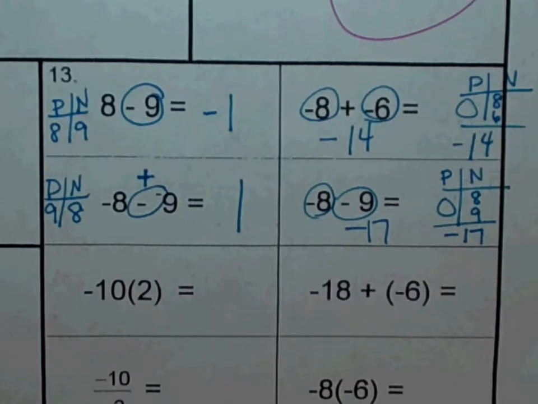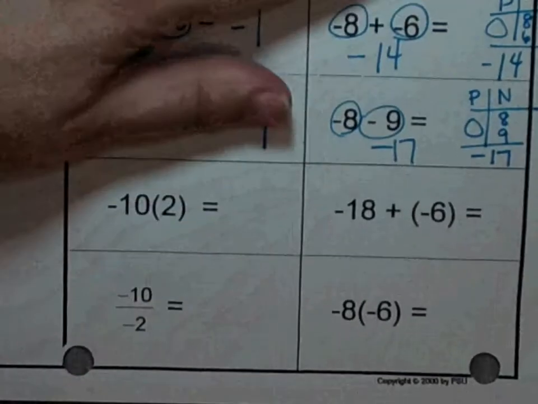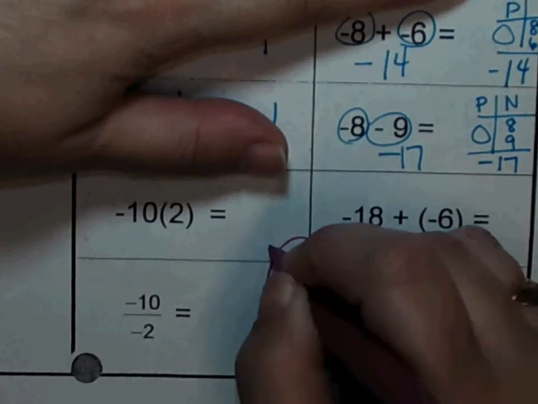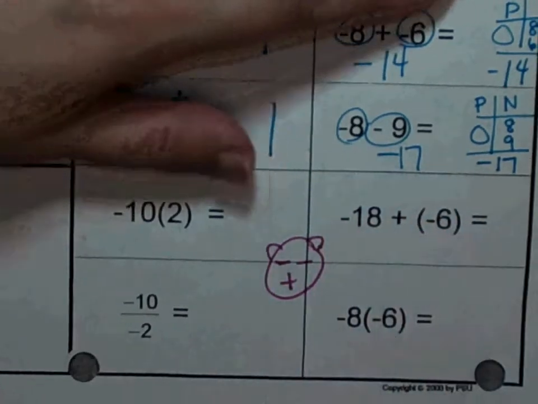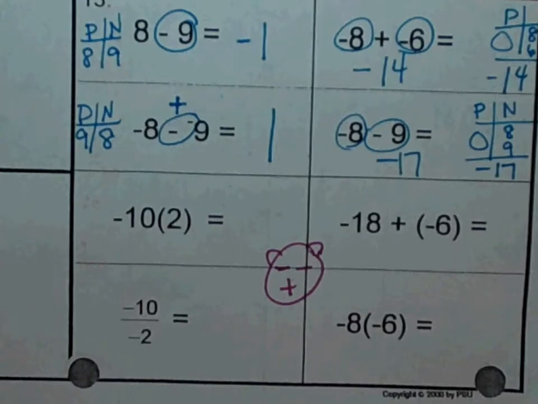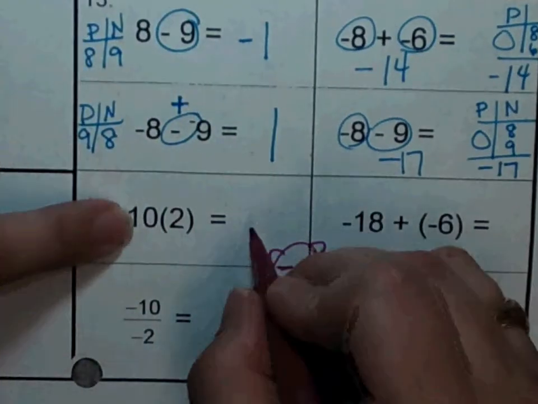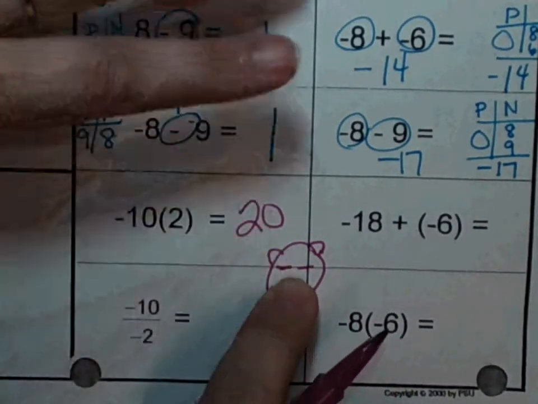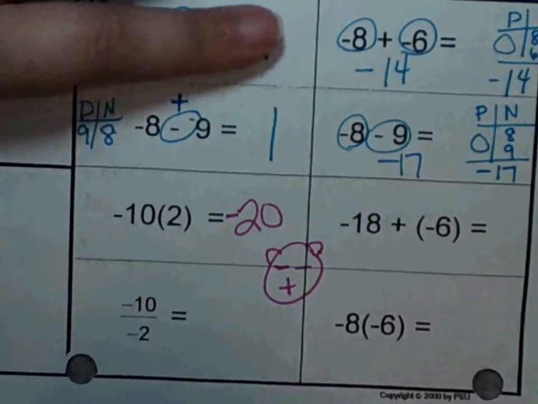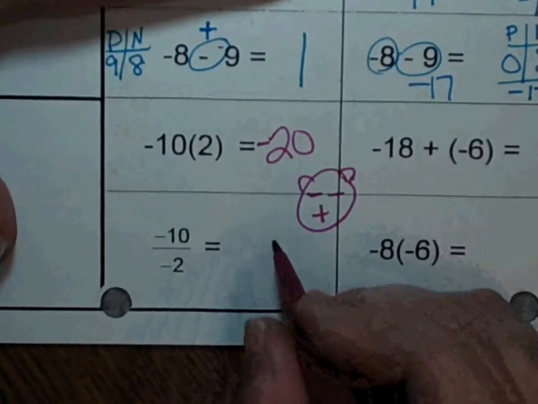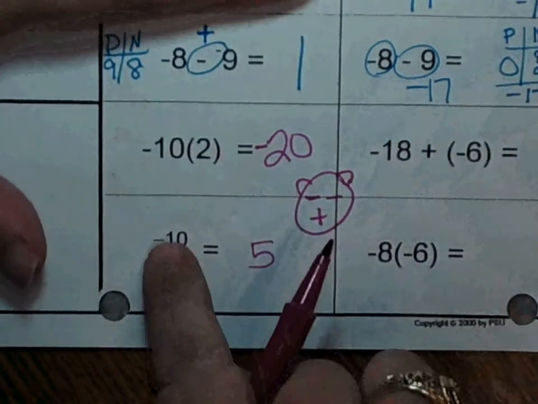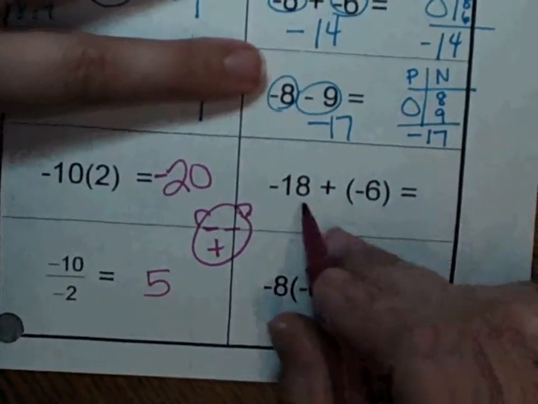Alright, I know integers get confusing because you have to throw in all these extra rules. So for multiplying and dividing, you can use the panda bear. You can use the tic-tac-toe method. Or you can just memorize the rules. It doesn't matter. But I know 10 times 2 is 20. I know that a negative and a positive make a negative. So -20 was my answer. Okay, 10 divided by 2 is 5. 2 negatives make a positive. Good.